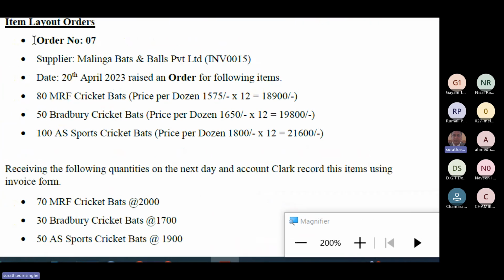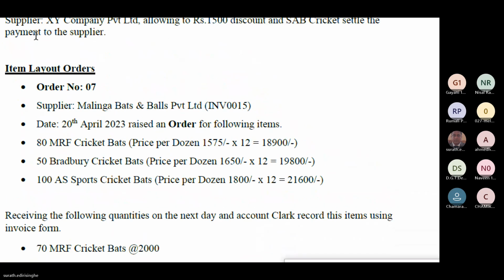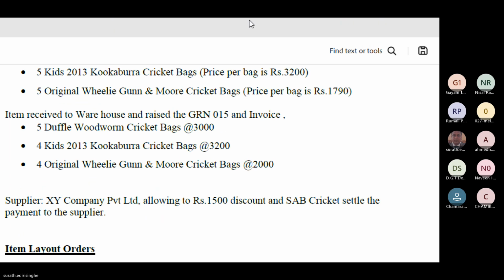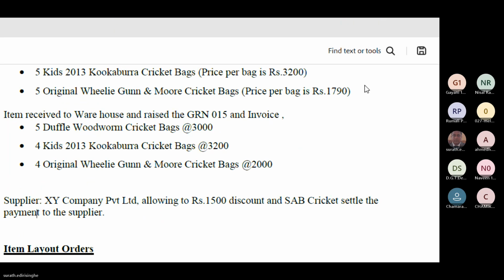Are you complete on these questions? Any issues regarding the balance part, students? Hello, Ishal.